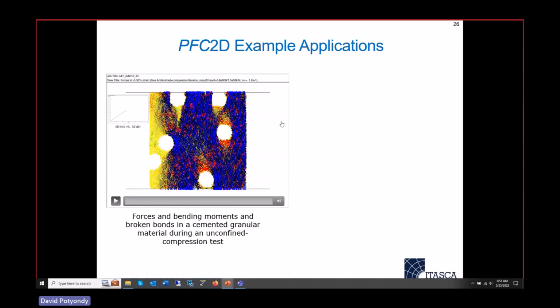The way that forces flow through a granular system is by means of these things we call force chains. Basically, it's like a network of force. Blue here is compression between the discs, and they're getting pushed, and these force chains are indicating how that load is flowing through the system.